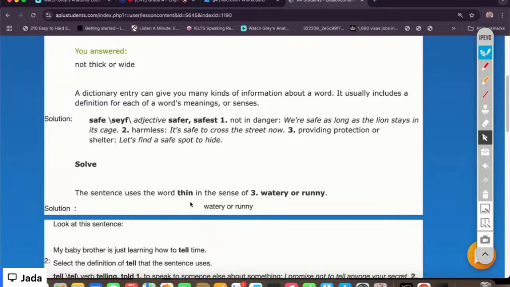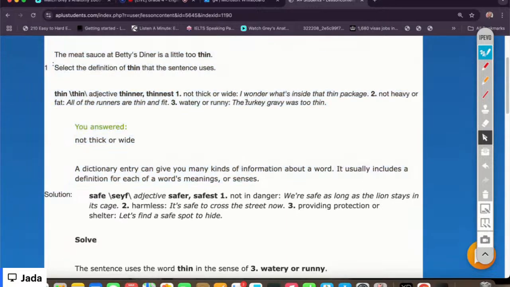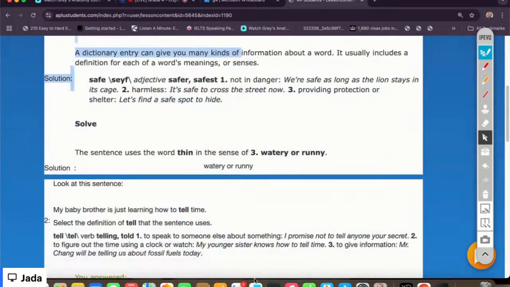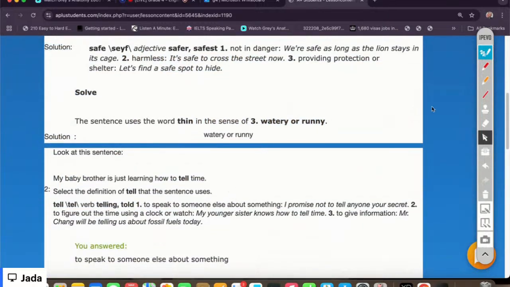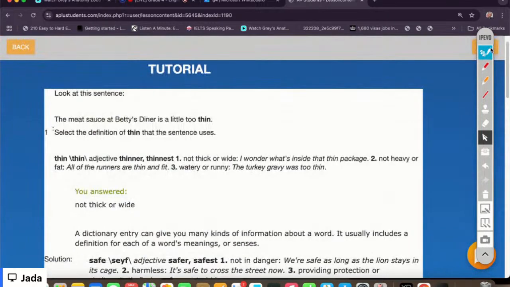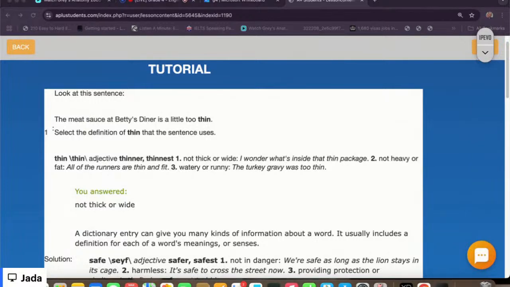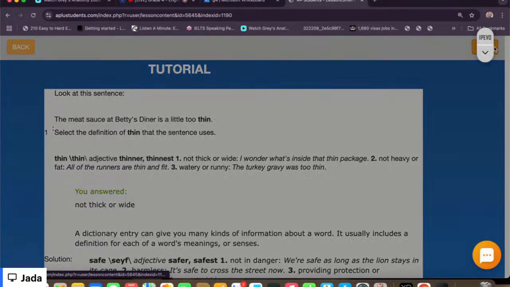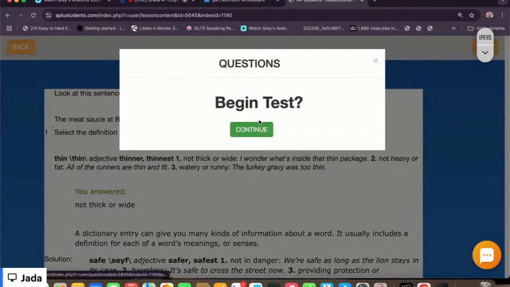So you can see that thin itself has three meanings. It has watery or runny. It also has, maybe when a person is not heavy or not fat, and not thick or wide. So that's what it means. So you have to make sure you select the best definition that is suitable for the sentence. Okay? So we'll move on to the test.